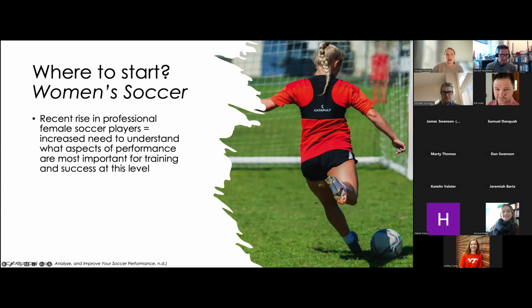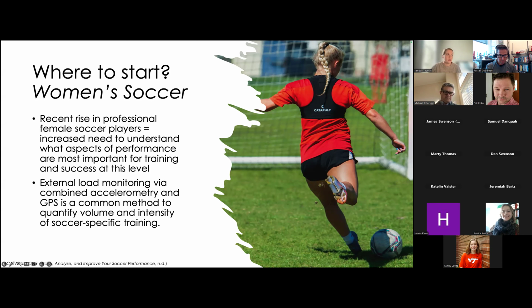And so where to start? Women's soccer is kind of where we're going. So I played soccer in college, and this is something that's super important to me, but also with the recent rise in female soccer players playing professionally, we've seen an increased need to understand what aspects are important for training and success at this level, beyond college into the professional leagues, whether that be in the United States or overseas. And with that, external load monitoring has become very popular in soccer, not only, but all other sports as well. You can see this girl is wearing what looks like a sports bra. It's actually a heart rate monitor or a GPS unit, depending on what teams have, that monitors their external load.